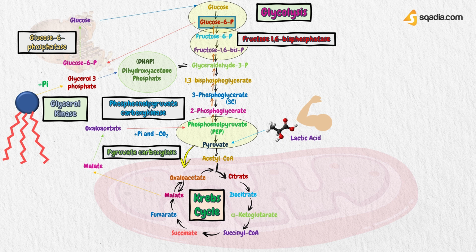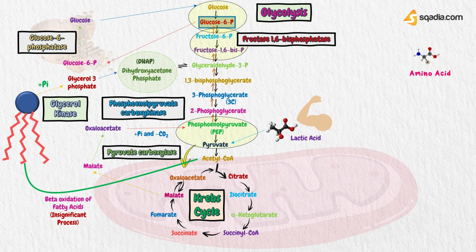Now let us discuss these 3 fatty acid chains. They are known as odd-chain fatty acids, and they can undergo beta oxidation. This is an insignificant process that converts fatty acids into acetyl coenzyme A. Then the rest of the process goes same as lactic acid. It is mostly a negligible process. So, lastly comes amino acid.